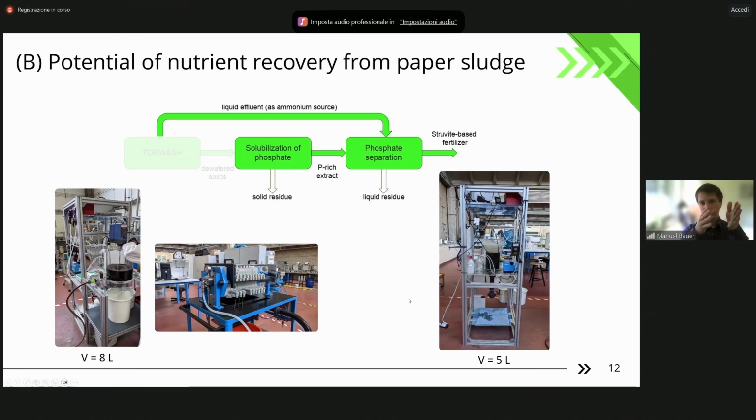So this is several tubes, one inside another. You have a cone down here where the product, the struvite, is collected. And the whole reactor is agitated by, or the circular movement is induced by air which is bubbling through the reactor.